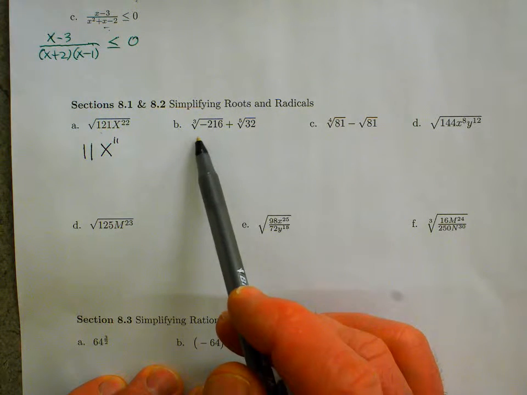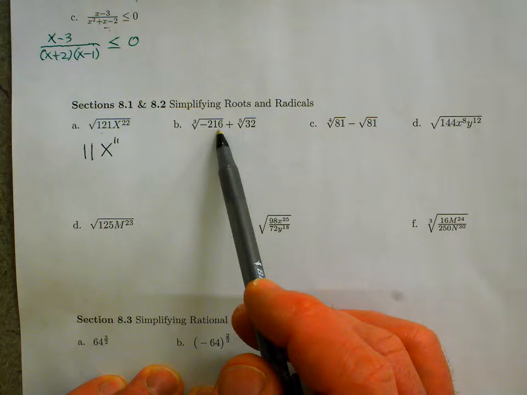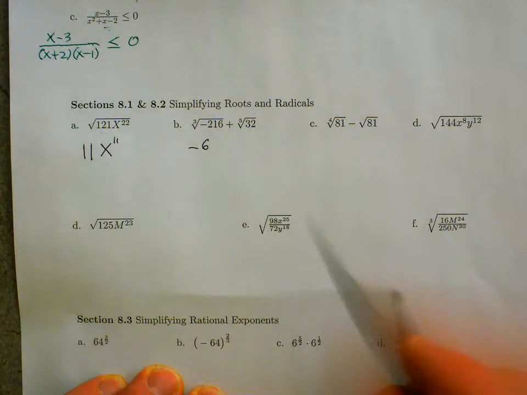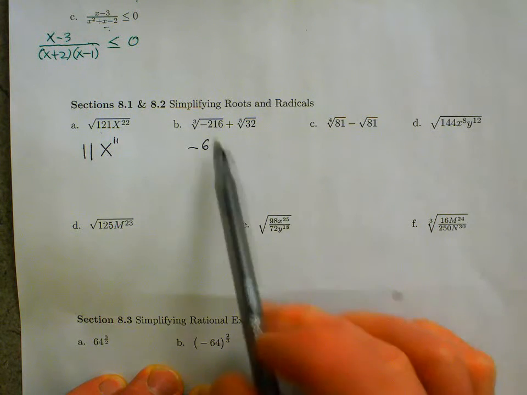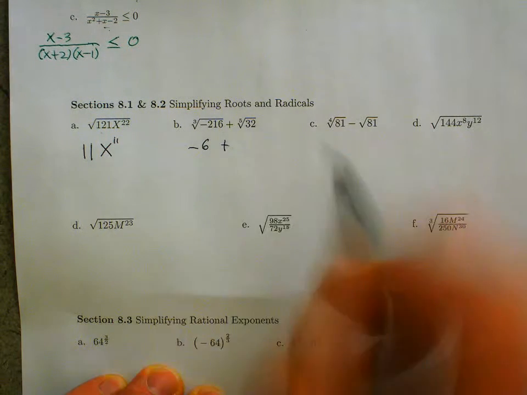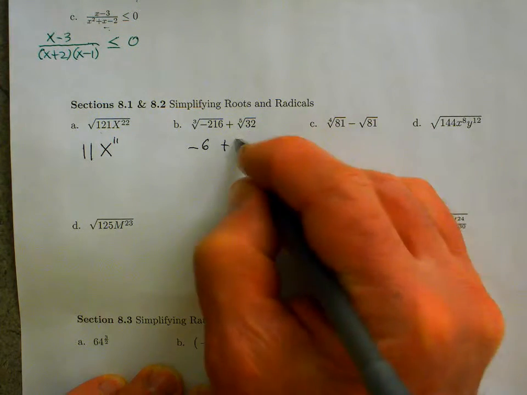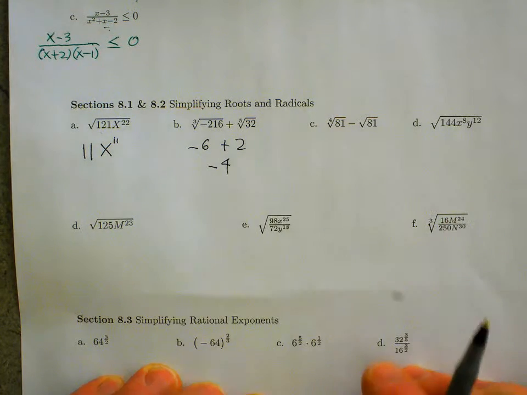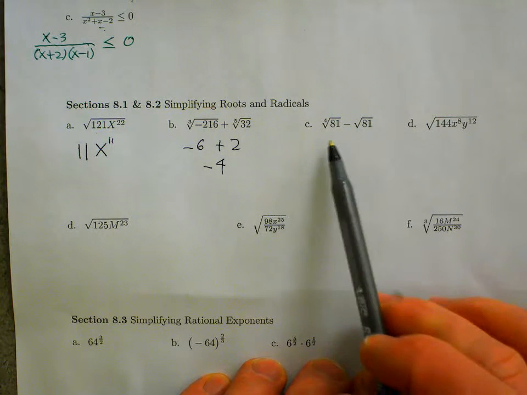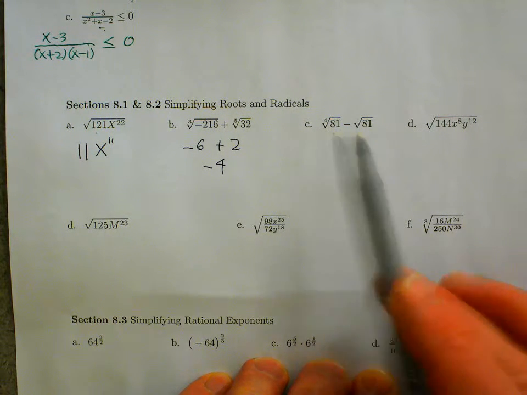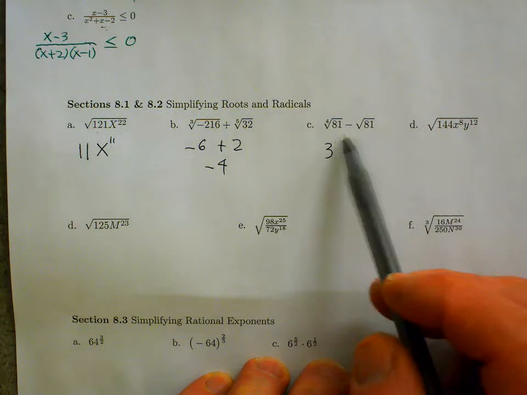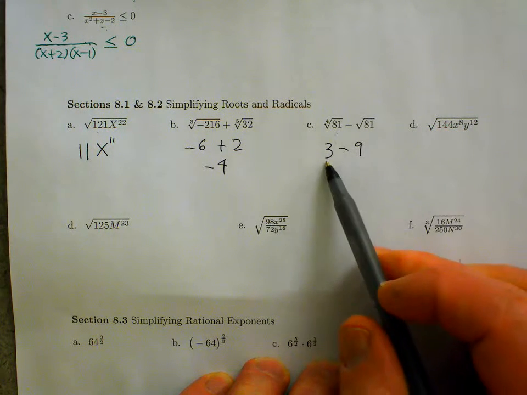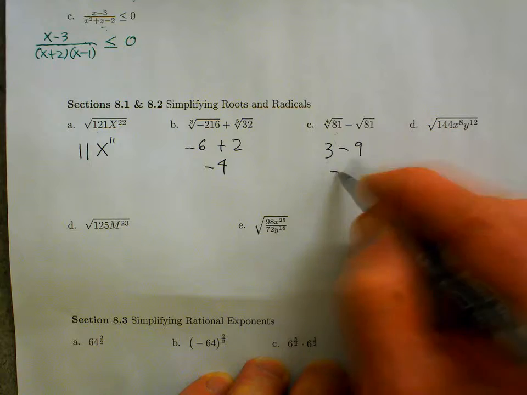Then the next one, the cube root of negative 216 is negative 6, because negative 6 to the third is negative 216. And then the fifth root of 32 is 2, and then we can simplify further. Negative 6 plus 2 is negative 4. In part C, the fourth root of 81 is 3, because 3 to the fourth is 81, and the square root of 81 is 9, and then 3 minus 9 is equal to negative 6.